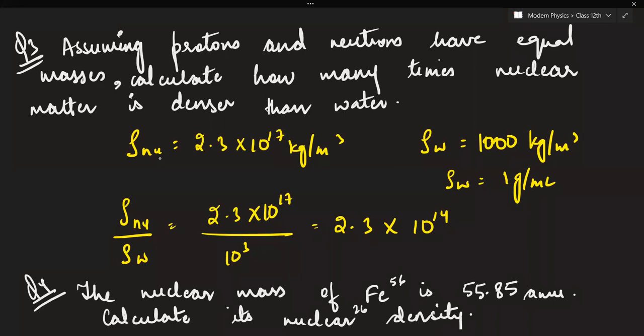Okay, class. Please try this question and send me the answer in the chat box. Nuclear mass is given to you as 55.85 AMU. Iron is given to you. Iron's atomic mass is also given. Mass number is also given. Every data you have, quickly within 2 minutes, try to answer this question, nuclear density.